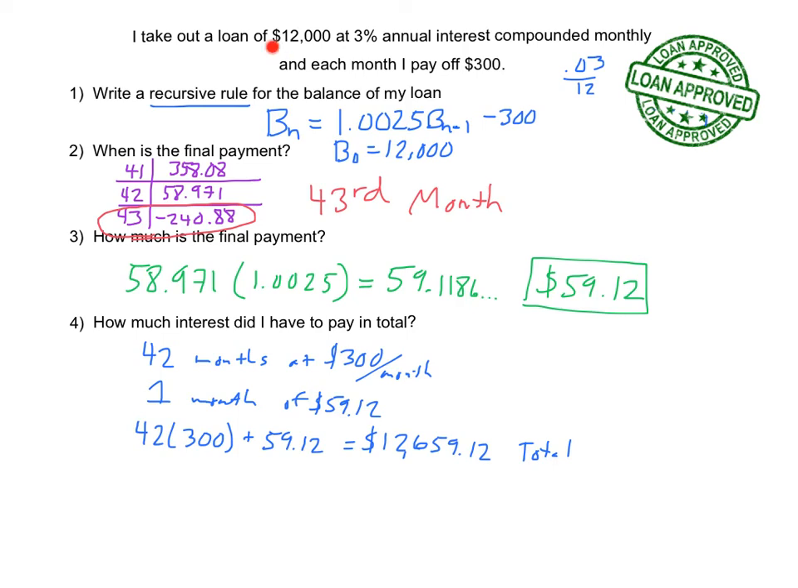But what the bank gets to make off of that, they fronted this $12,000 loan. So if I want the interest, I got to take off that $12,000. They don't get to have all of that stuff. And when I do that subtraction, I see that the bank was able to profit by $659.12 off of this interest plan.